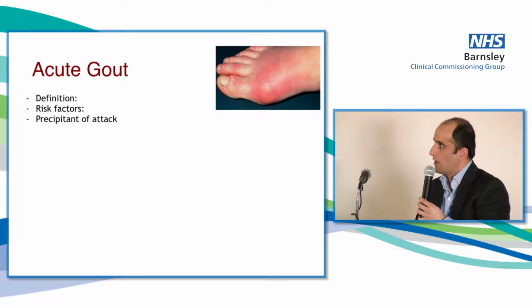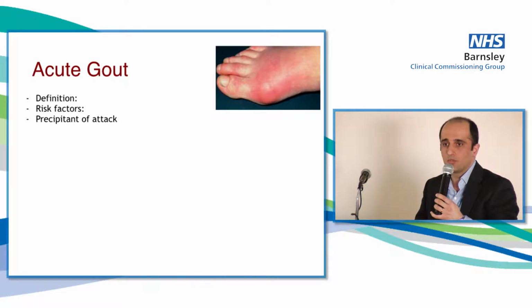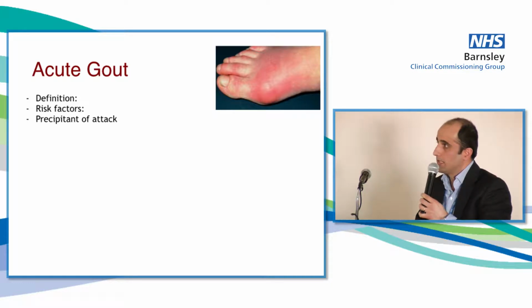So acute gout. This is a very common condition, and you can see it in primary care. So when we say acute gout, basically it's inflammatory arthritis which is caused by deposition of a kind of crystal, which is monosodium urate, either inside the joint or even in the soft tissue.